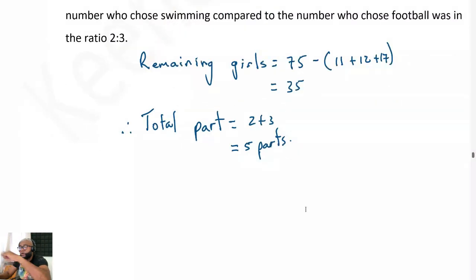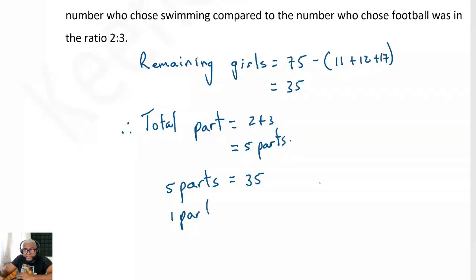So these 5 parts now would be equal to how many girls? What's the total amount of girls remaining, Adams? So when I did 2 plus 3 to get 5, 35 girls is what these 5 parts are, right? Now, the whole mission for our ratios is to find out what 1 part is. So if 5 parts is equal to 35, 1 part will be 35 divided by 5, which will be 7 girls. So one part is represented by 7 girls, right?